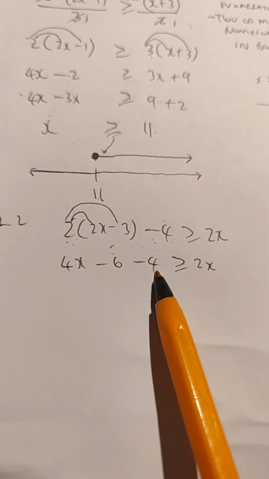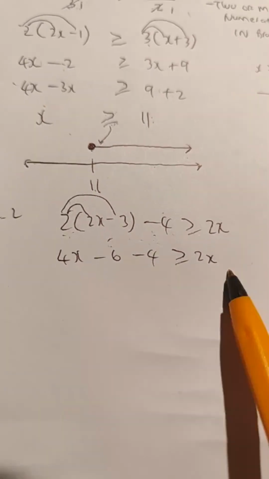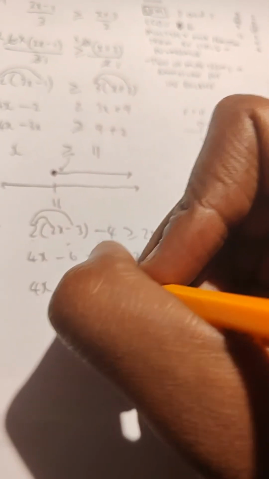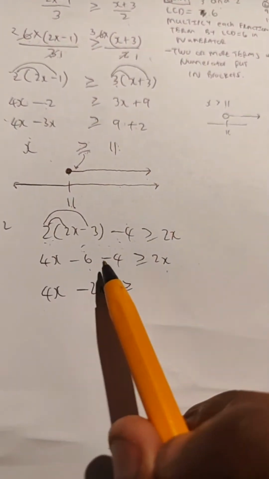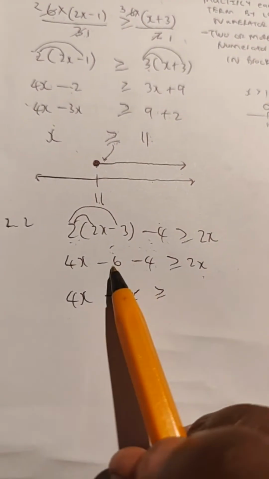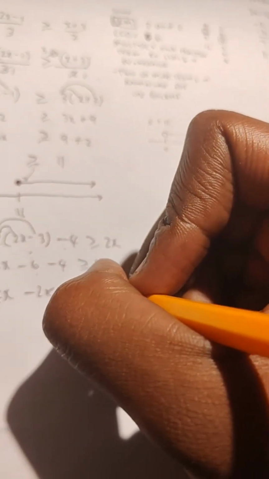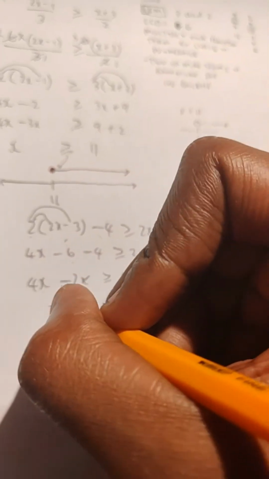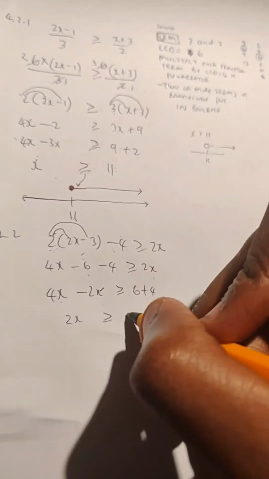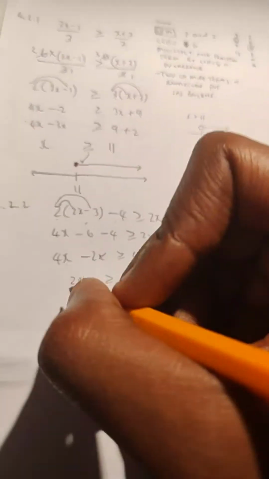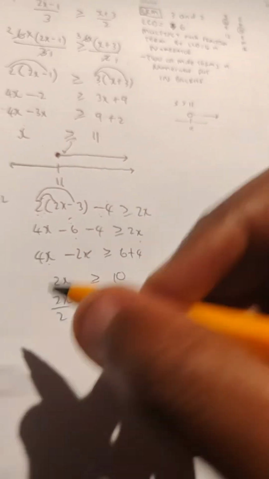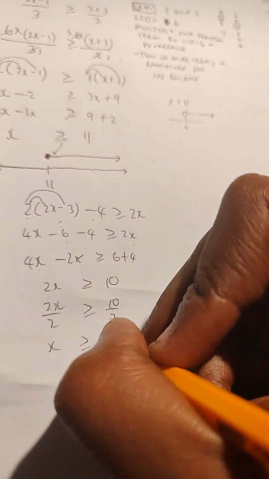Then we add like terms. This is a linear inequality, and we are going to isolate the x on the left. Take the 2x over, negative 2x. Take the negative 4. Negative 6 minus 4 is negative 10. Take the negative 10 over, it becomes positive 10. Let's just write 6 plus 4 here so that we can see it. 4x minus 2x is 2x, greater than or equal to what? 6 plus 4 is 10. Then we divide both sides by the coefficient, which gives us x is greater than or equal to 5.